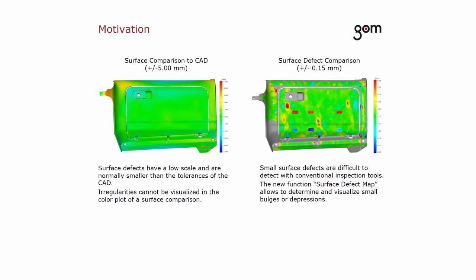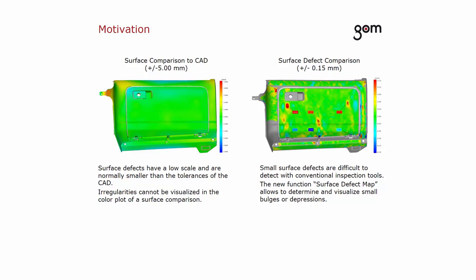Small surface defects are difficult to detect with conventional inspection tools like the surface comparison. Surface defects have a low scale and are normally smaller than the tolerances of the CAD. Therefore, irregularities cannot be visualized in the color plot of a surface comparison.